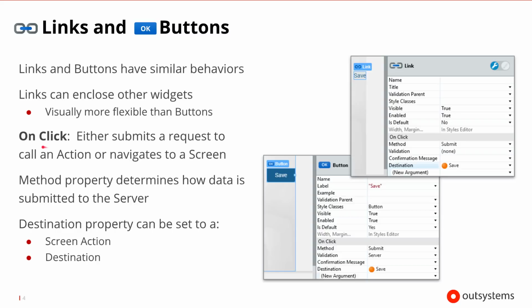Now, one thing that's important for both of these is we know what happens when they're clicked. So there is an on-click property that will either submit a request to an action or have us navigate to a new screen. So when something is clicked, we need to know which of those we're going to do, and there's a method property that will determine how that information is going to get submitted to the server. And that method will end up having a destination, and that can either be a screen action or another screen. So if we look over real quickly at the link, here we can see this on-click area. The on-click has a method, and in this case it's set to submit, and then it has a destination, which is the save. Here we see the button with the exact same types of settings. So these are the types of things we use to describe the behavior that we wish the link or the button to have.